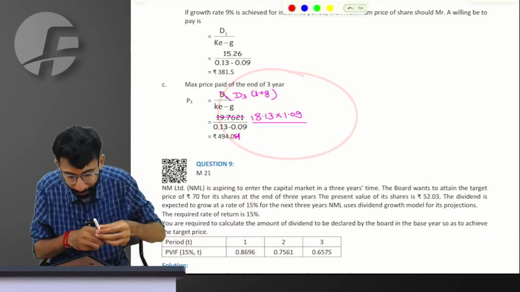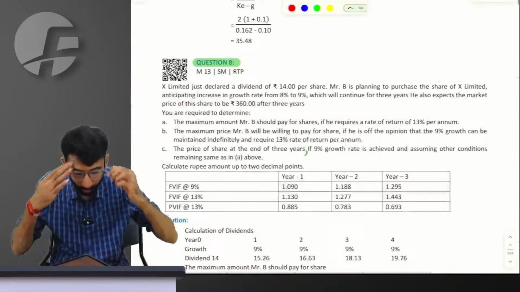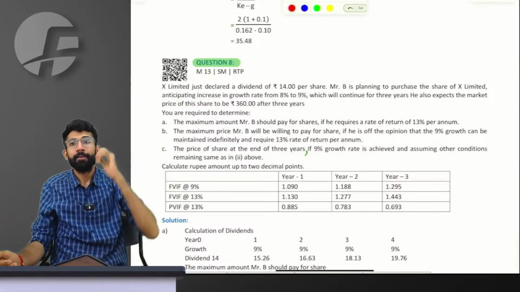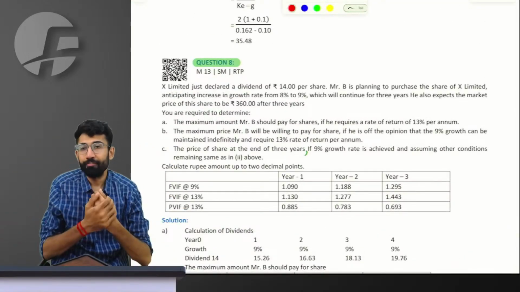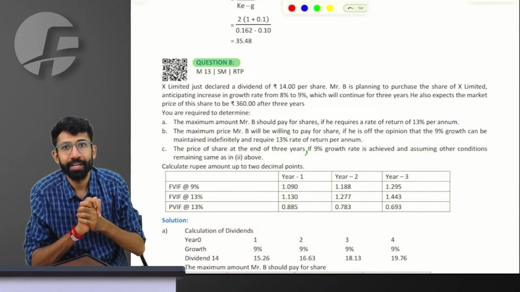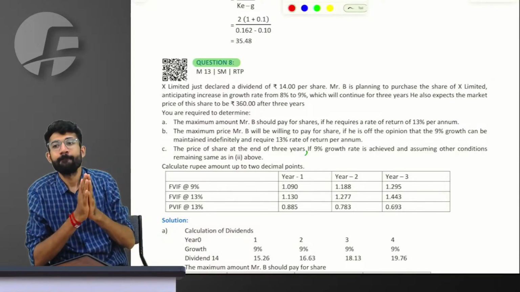Requesting your responses, people in the class. Are we clear with this question? Question number 8. Everyone, are we all set with question number 8? Kindly confirm, everyone.